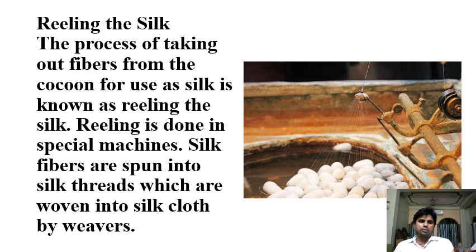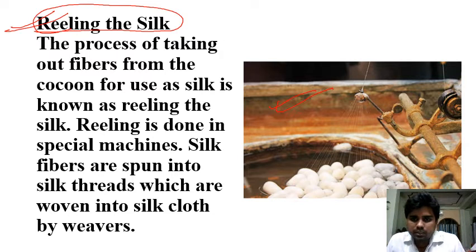Now students, see, the term is reeling of the silk. Now what can you see in this image, reeling of the silk? Can you see there is one machine over here and it is pulling the thread from this cocoon? Can you see it? Yes.